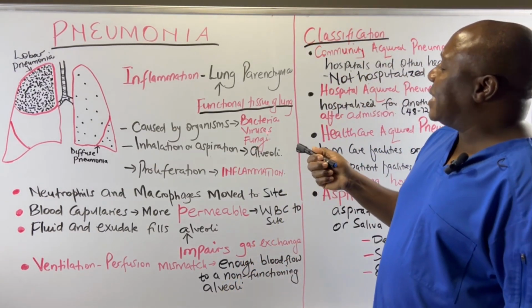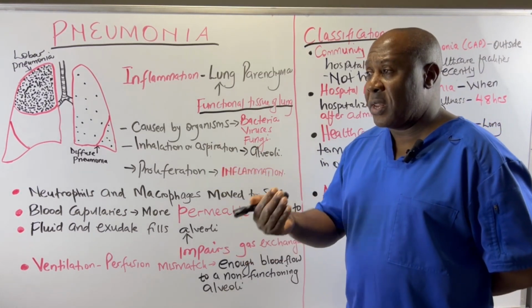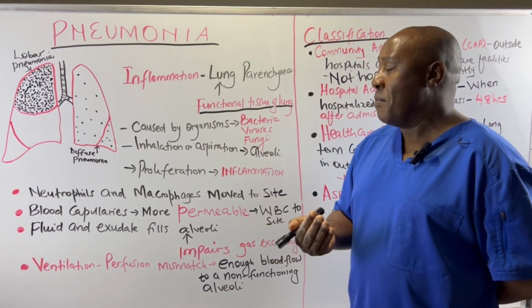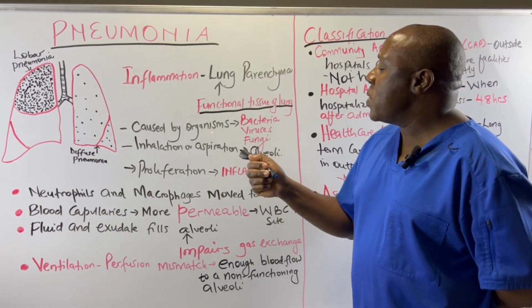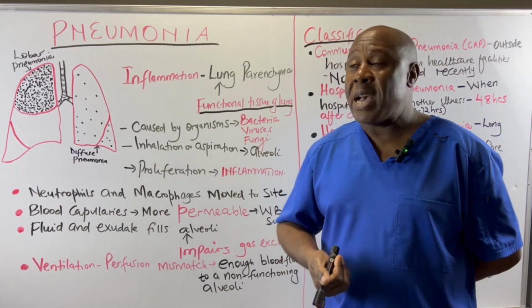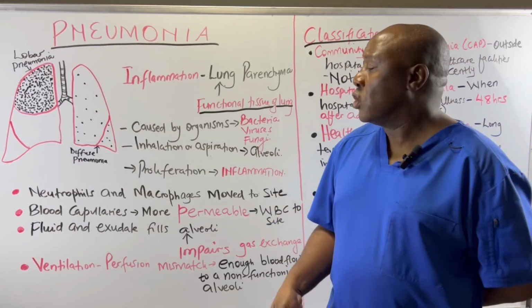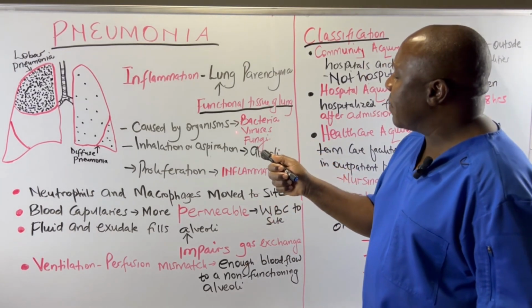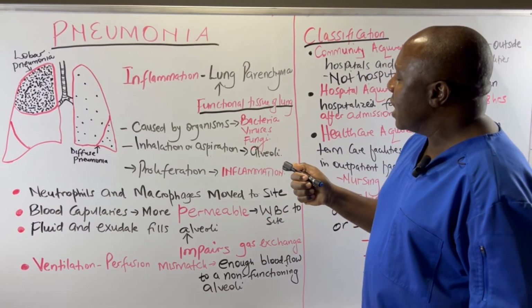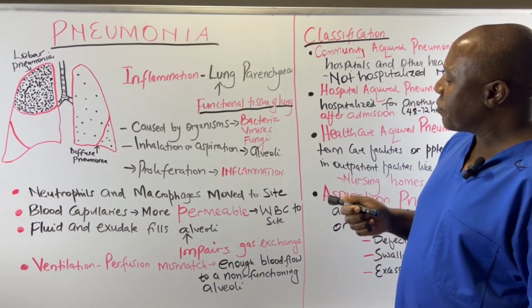Now, we may take in these microorganisms via inhalation when we breathe in air that contains microorganisms, or when we aspirate. We can aspirate food into the respiratory tract. We may aspirate drink. We may aspirate stomach contents like vomit. So all these are going to carry these microorganisms into the alveoli and cause this pneumonia.